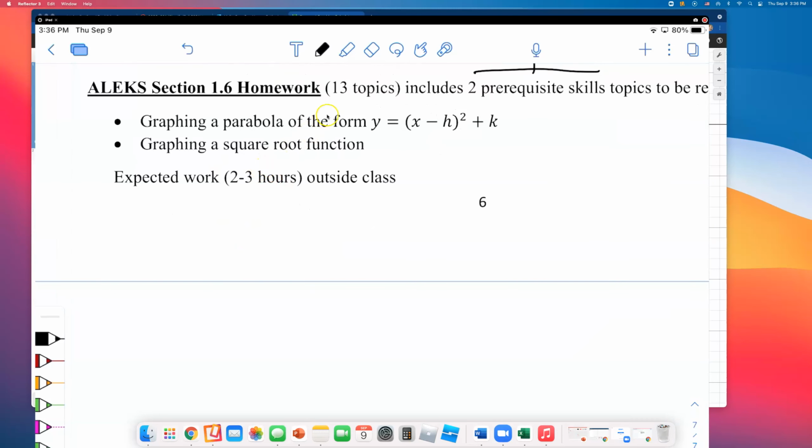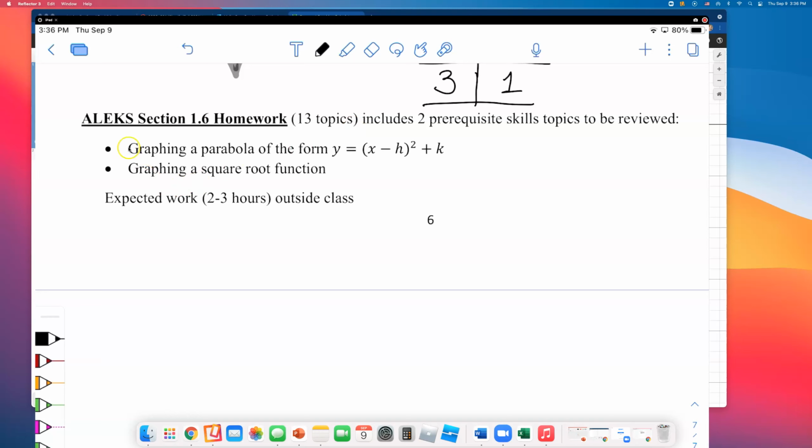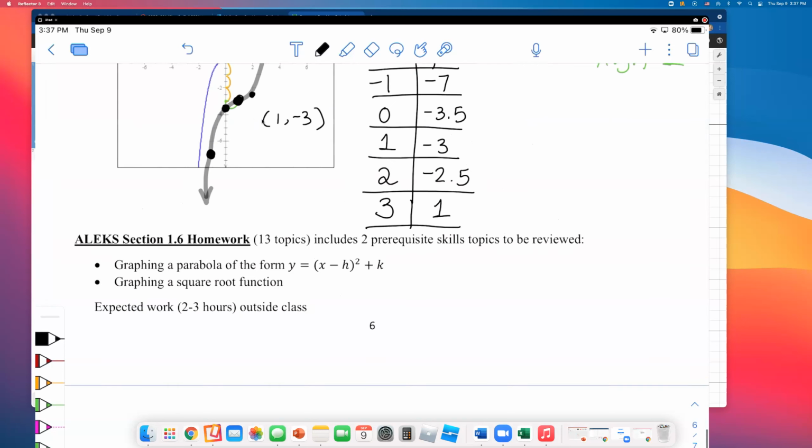1.6 homework has about 13 topics, and there are 2 prerequisite skills that I wanted you to practice this week. You're expecting to spend about 2 to 3 hours on this section's work, but I will be back to teach you section 1.7 in separate videos.